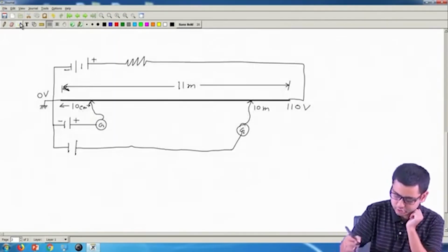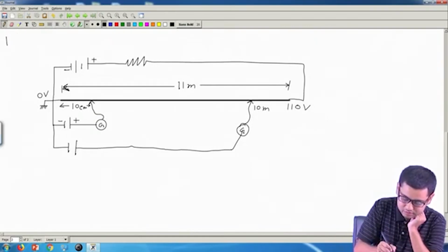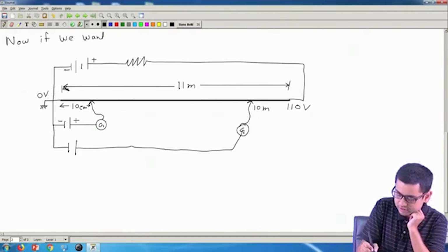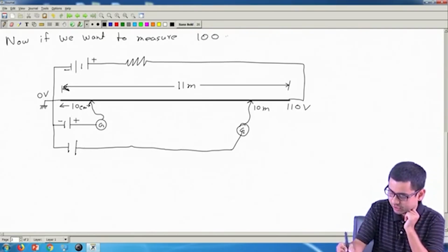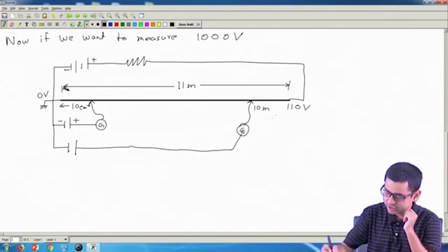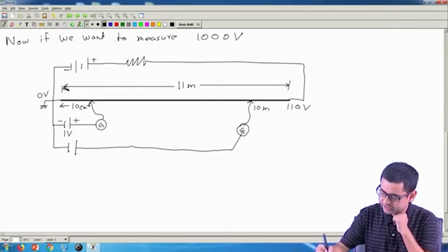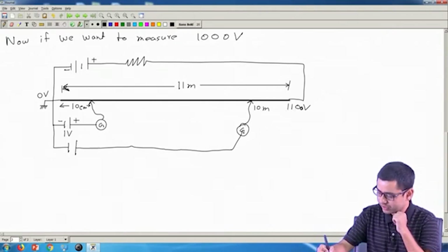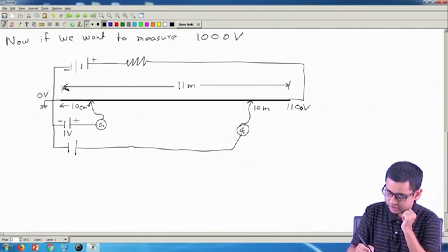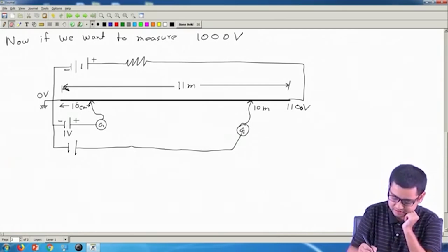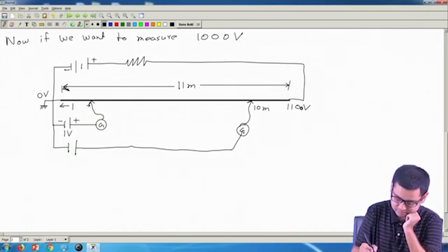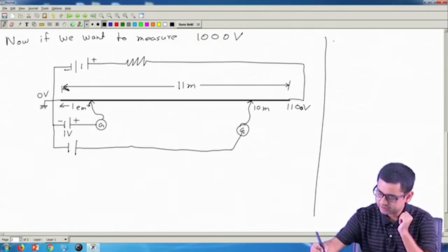So now if we want to measure, let us do the calculation very quickly, say something around 1000 volt. So, I am increasing the value of the voltage that I want to measure, but the standard cell is still the same, it has EMF 1 volt, because the standard cell voltage is not going to change. Then we have to set this point somewhere around 1100 volt, and then we should do the calibration by putting the jockey at 1 centimeter. So, now 1 centimeter will be equivalent to 1 volt. Now, 1 centimeter is 10 millimeter.